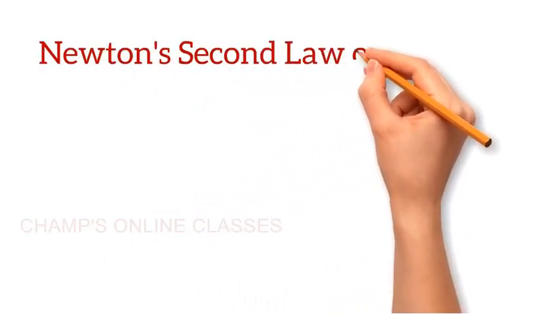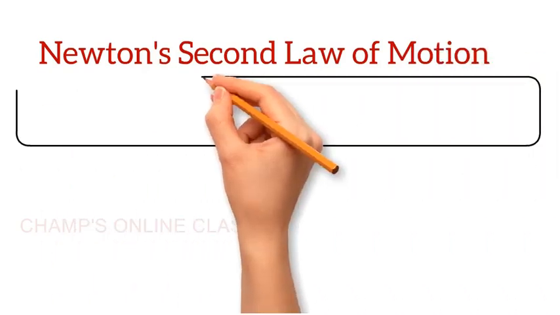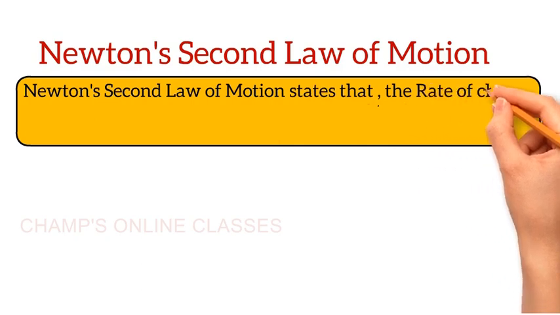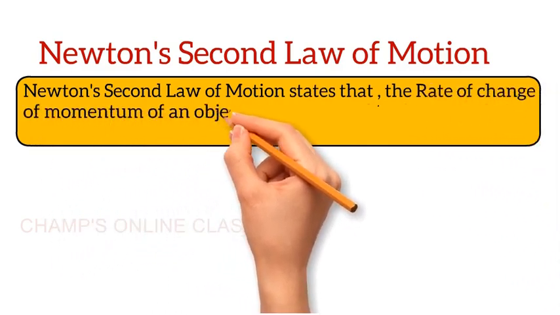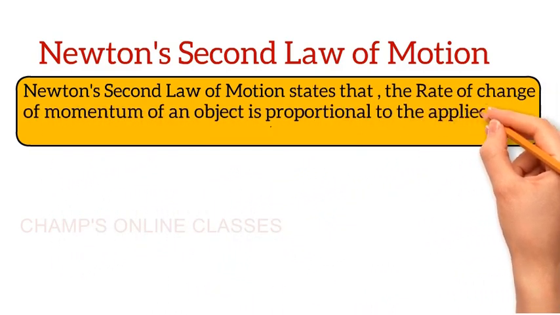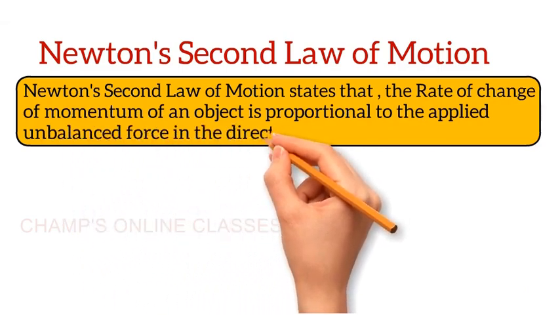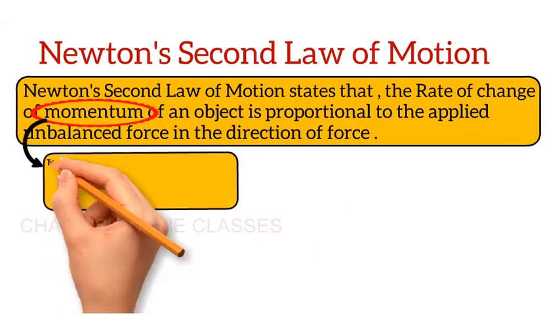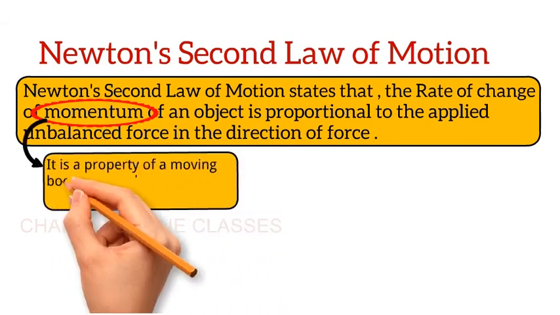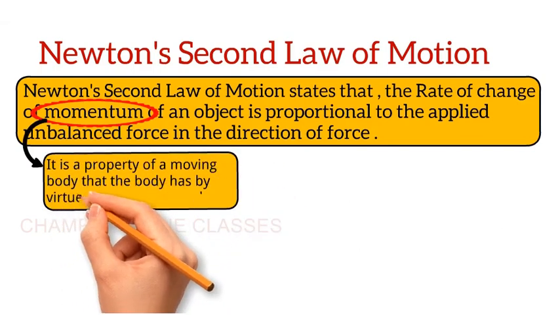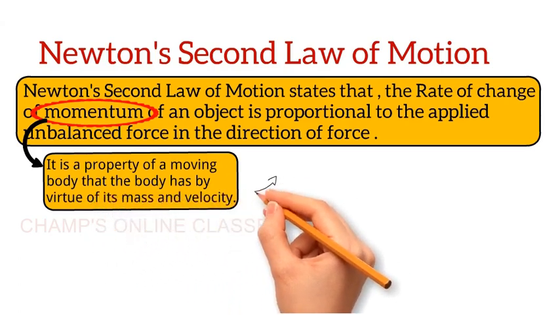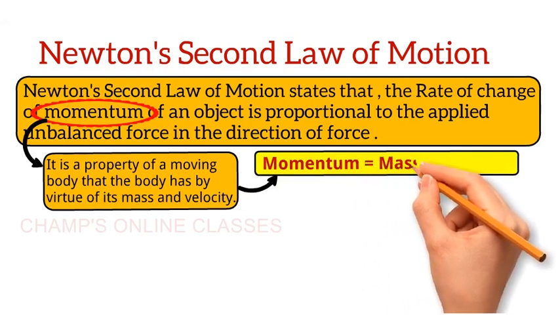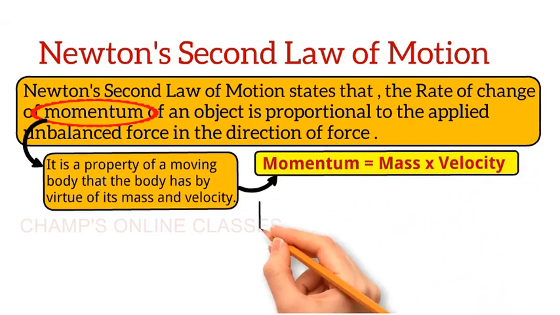We will be exploring Newton's second law of motion. Newton's second law of motion states that the rate of change of momentum of an object is proportional to the applied unbalanced force in the direction of force. What is momentum? It is a property of a moving body that the body has by virtue of its mass and velocity. We can say momentum of a body is equal to the product of its mass and velocity.